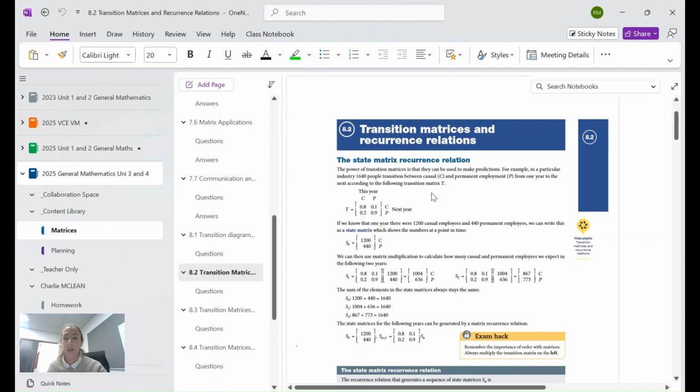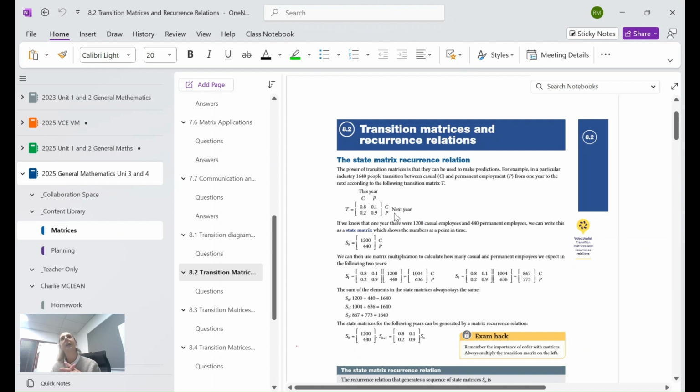For example here, we've got an industry that has 1,640 people that transition between casual and permanent employment from year to year, according to this matrix. Remember, this year at the top, next year on the right-hand side. This matrix states that if they're in casual employment this year, 80% will be in casual employment next year. If they're in casual employment this year, 20% will be in permanent employment next year. Remember that our columns need to sum to 1. We take that percentage that we might be given in a question and we turn it into a decimal to place into our transition matrix.